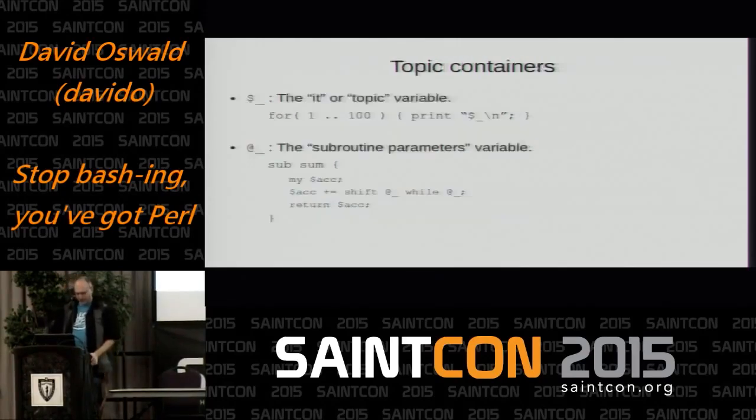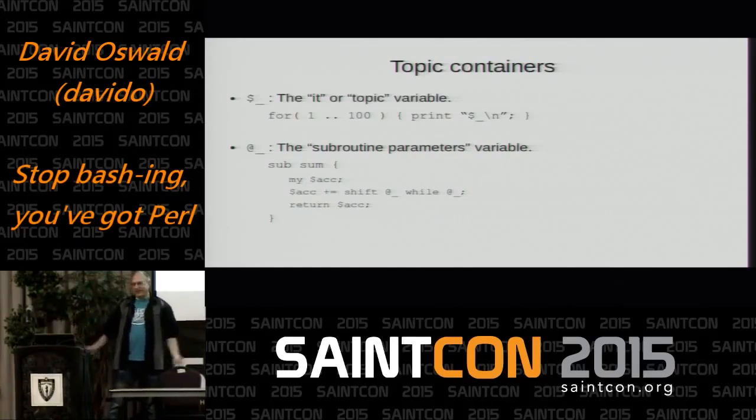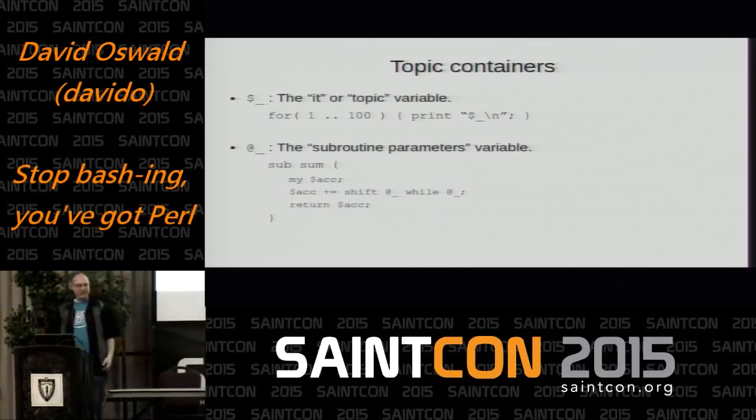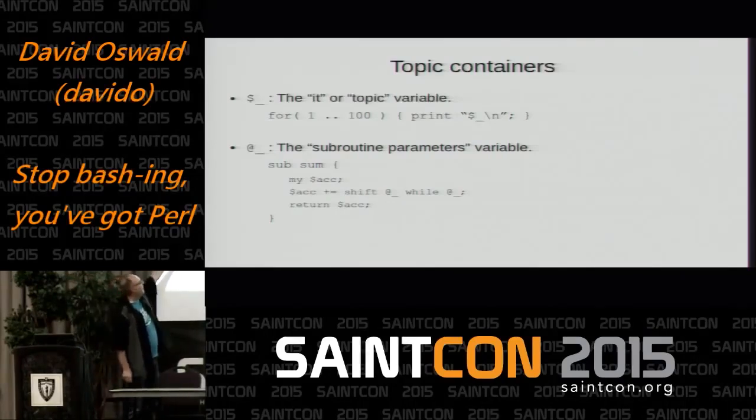Perl has a couple of special containers or special variables. We call them topic containers. The first one is $_. And this is something that confuses people sometimes. $_ is a special variable that under certain situations contains a value. And you simply have to get used to knowing when those situations are. In the context of a for loop, which we'll talk about later, the topic variable just gets the value of whatever element you're iterating over in the for loop.